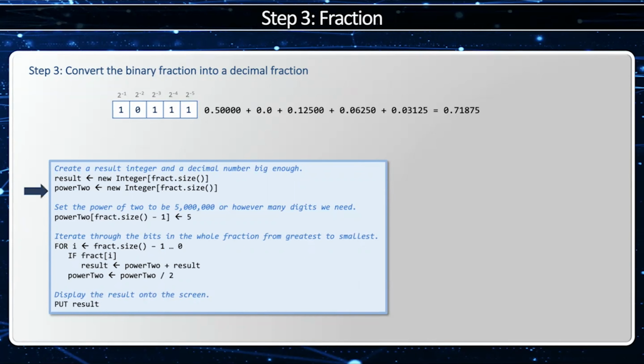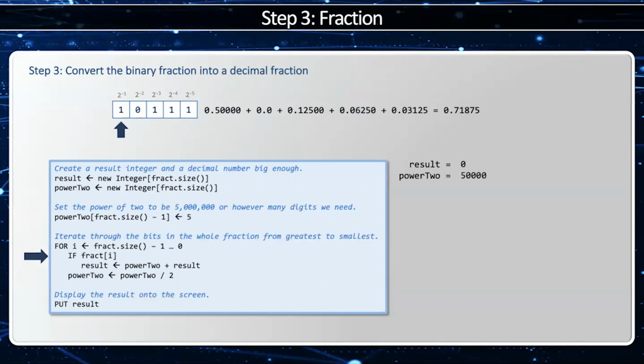So to demonstrate how this works, we're going to have the same numbers we have here, 1, 0, 1, 1, 1. And my result is going to be 0, and my power of 2 is going to be 0 because I'm going to initialize it as empty. And then I'm going to say, hey, my initial power of 2 is 50,000. Notice that corresponds to the 50,000 we have up above. And that's really important because we're going to see if we're going to add that value onto the result if there's a bit there.